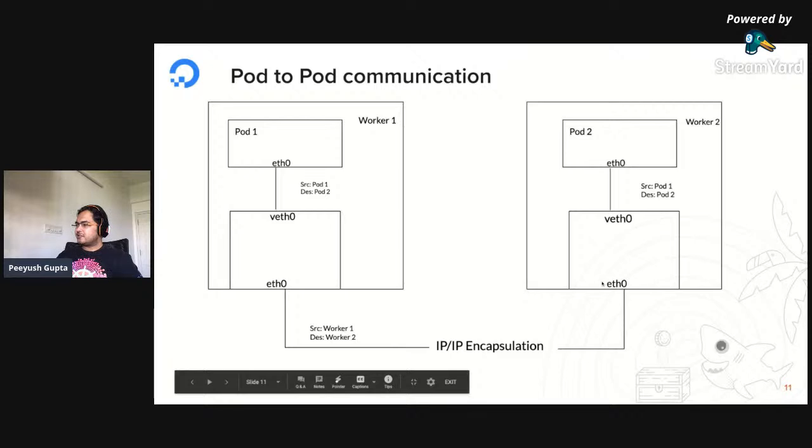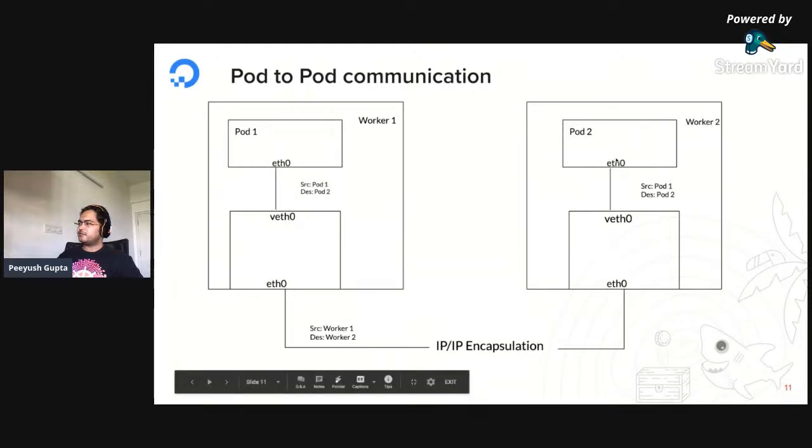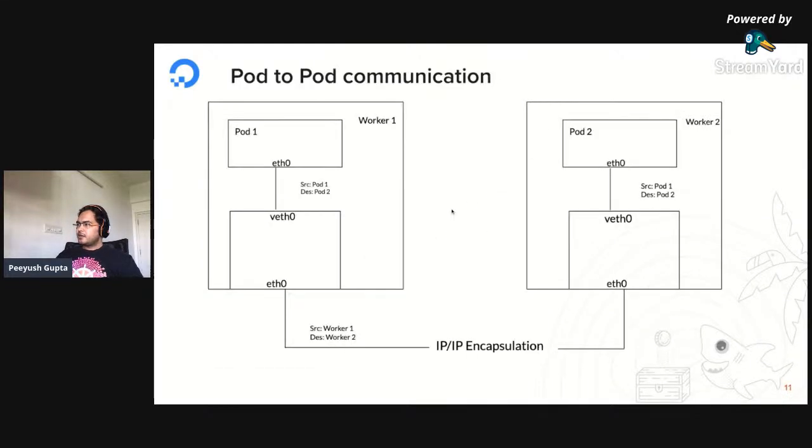Now, once your packet reaches here, again the same thing happens. This is called the decapsulation process. You remove the outer header. Now you know, okay, this is the destination that it wants to reach, right? And that's how the pod reaches the client. Right now, okay, so this is all good, right? Pods can talk to each other.